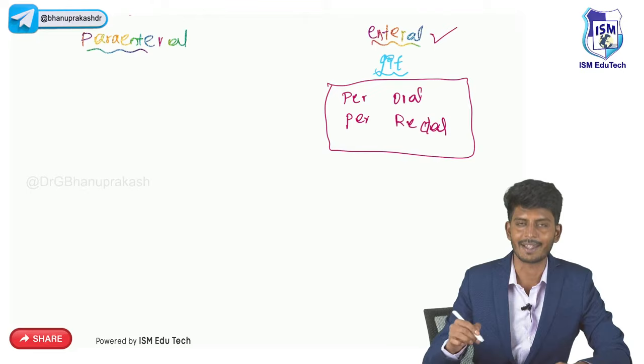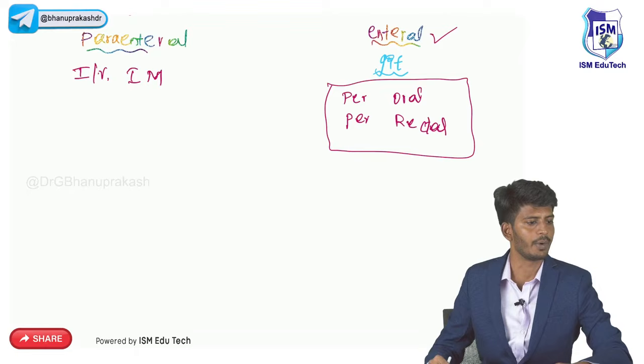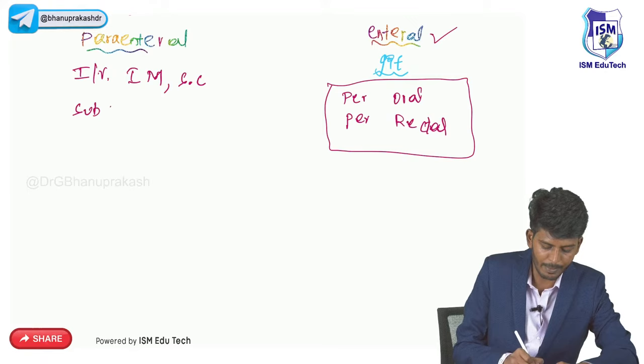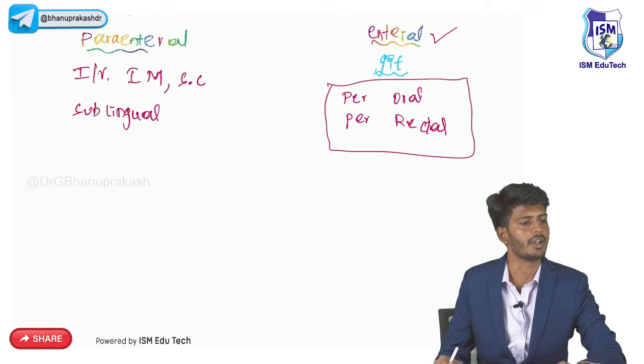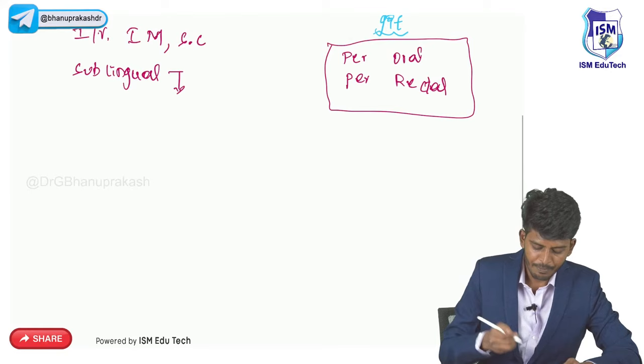Now parenteral: we have the IV route, we have the IM route, and apart from that we have subcutaneous. We have one important thing all of you will get confused about, that is the sublingual route of administration. What is this sublingual route? Basically, you are administering the drug under the tongue. What happens when you give a sublingual drug? Directly, the drug will get absorbed into the neck veins.